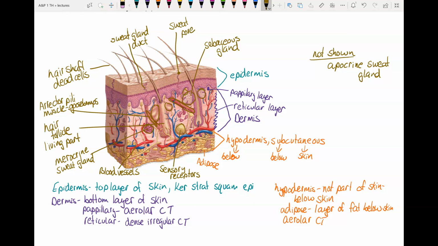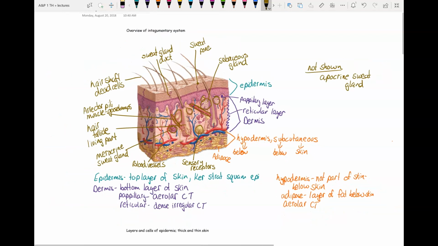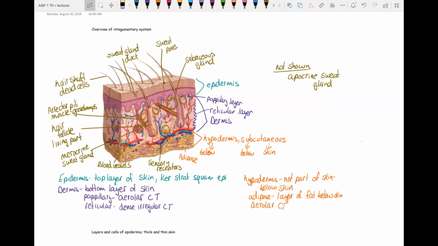So this is a basic introduction, an overview of what's in your skin. And as we go through this chapter, we're going to have sections where we go through more detail on each of these.